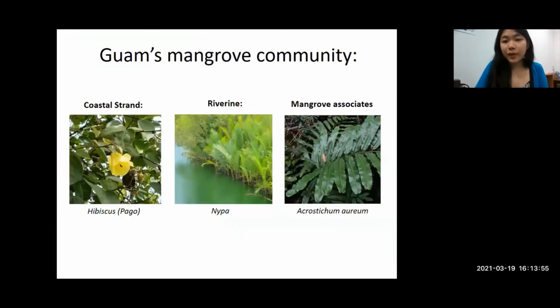And then we have lots of other parts of the mangrove community. I focus more on the most seaward mangroves as the Coral Fellow, but we also have coastal strand plants that are salt tolerant. They live in the salt spray, but they're maybe not getting inundated with salt water. We have riverine mangroves like the nipa palm, which live more in freshwater, but occasionally during a really high tide might get a little bit of salt water. And then mangrove associates like this fern that live among the mangroves.